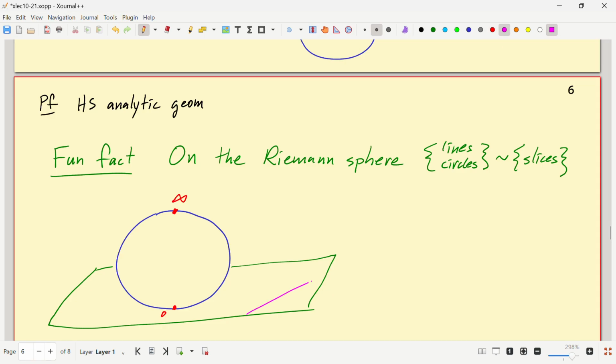Here's a line. That line would correspond to a slice. Let's see, I'll do a slice. That's a slice with a plane. And of course, if I took the one going through the origin, that'd be like cutting the Riemann sphere in half. That would be a slice. That's maybe college analytic geometry.